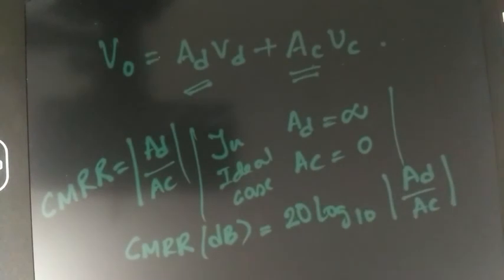So this is CMRR, and the higher the value of CMRR, the better the performance. I hope this section is quite clear to everyone.